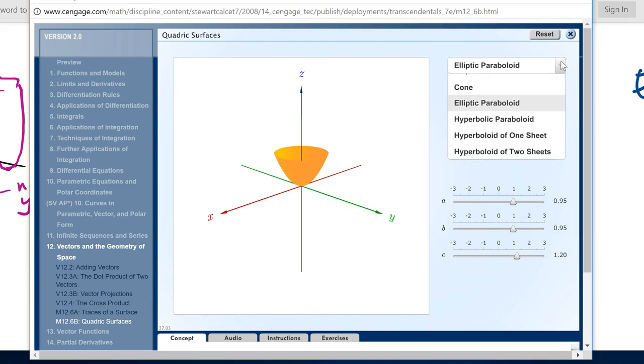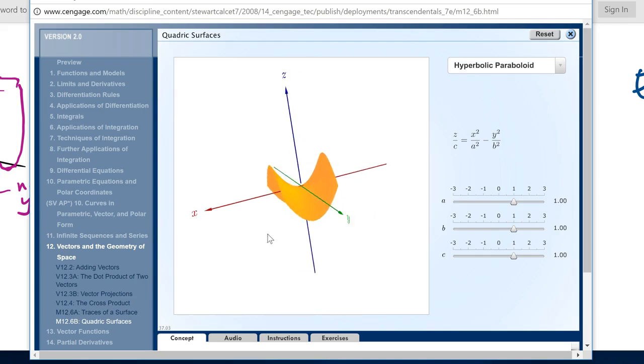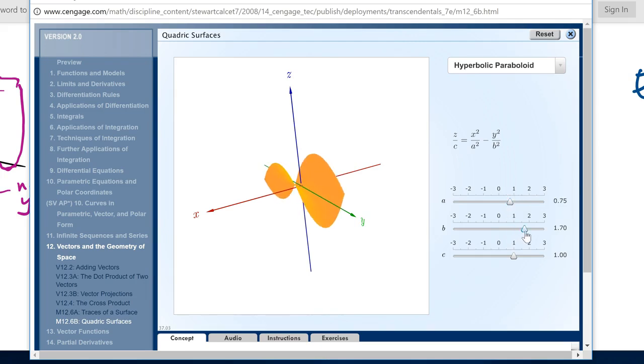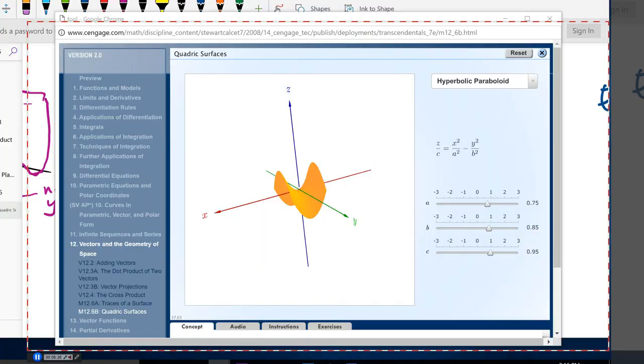All right, the next quadric surface is a hyperbolic paraboloid. This is hard to see. It's basically a saddle. And so changing these values will move it in the X, the Y, or the Z direction. Okay. Hyperbolic paraboloid. So how do you know this? Well, you can memorize the shapes if you want. Basically, if you take it down to very simple terms, z equals x squared minus y squared.